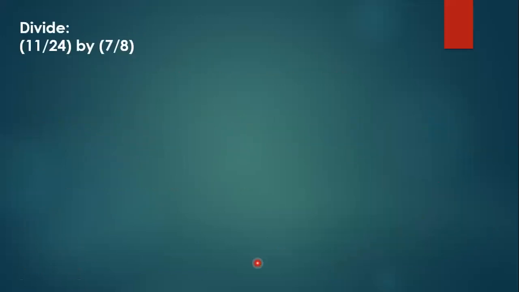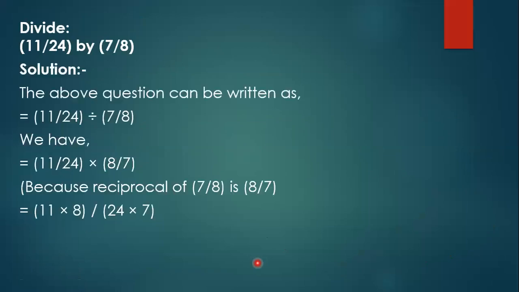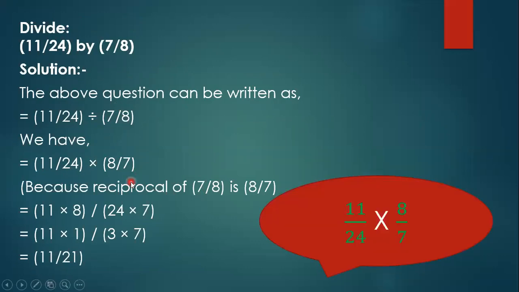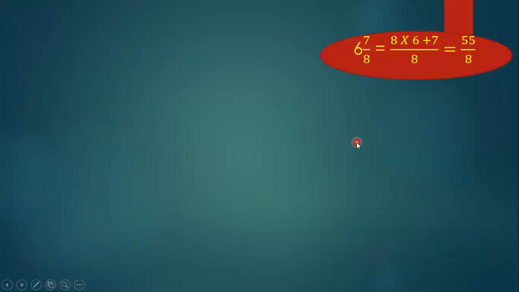More examples. Suppose we have to divide 11 by 24 by 7 by 8. The thing remains the same. 11 by 24 as it is. Division gets changed to multiplication. 7 by 8 reciprocal is 8 by 7. In 8's table, 24 comes 3 times. 11 into 1, 11. 3 into 7, 21. Okay.